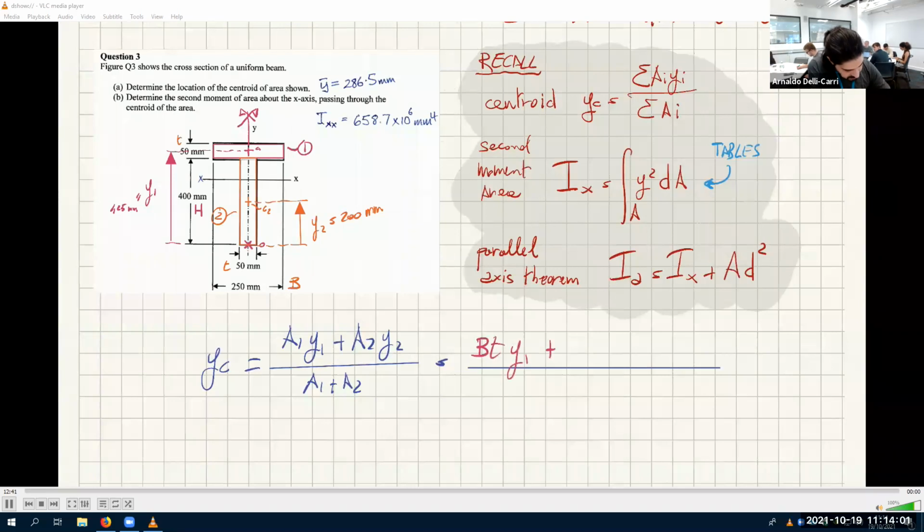Plus the area of rectangle 2, which is capital H times T, times Y2, divided by the area of rectangle 1, which we just said is BT, plus the area of rectangle 2. And this one is the equation that you need. And these are all numbers. So in the end, you end up with 286.5 millimeters, which I'm just copying from this because I suppose this is correct. Can you please check if this is correct? If I made any mistakes?